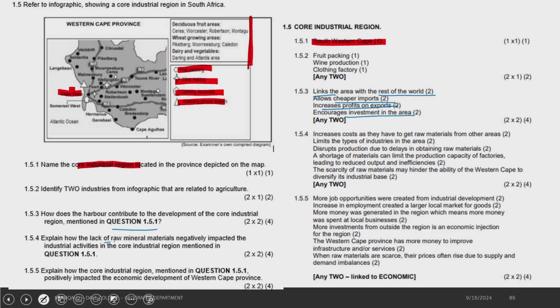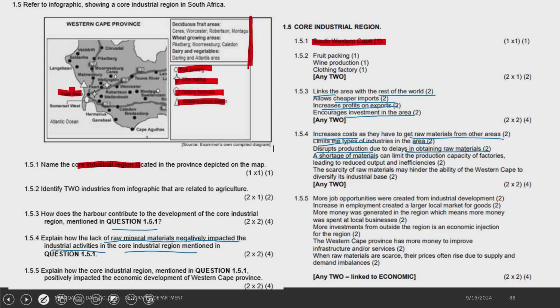Explain how the lack of raw materials negatively impacted the industrial activities in the core industrial areas. If you do not have a raw material, you have nothing to manufacture. And if you have nothing to manufacture, you have nothing to export, meaning there will be less income and trade. So it increases costs as they have to get raw materials from other areas, limits the type of industries in the area, and disrupts production due to delays in obtaining raw materials.